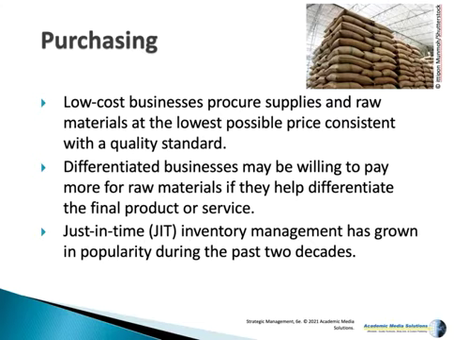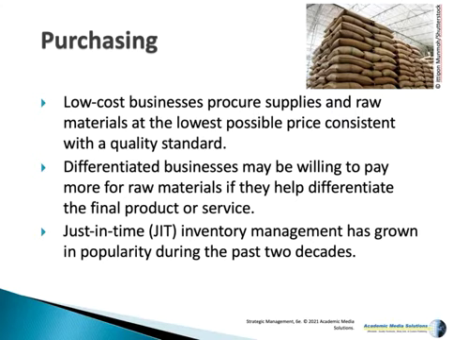A differentiated business, on the other hand, may be willing to pay more for raw materials if they help differentiate the final product or service. So if you're selling a Lexus vehicle, you're probably not going to put the cheapest tire you can on the car. You're going to try to buy a high-end tire, rather, a name brand tire, and put that on your new vehicles, because that can help you differentiate your vehicles from some of the others in the industry.